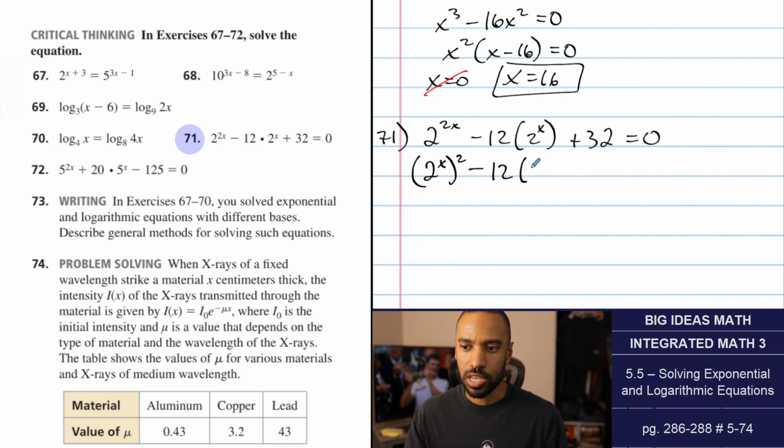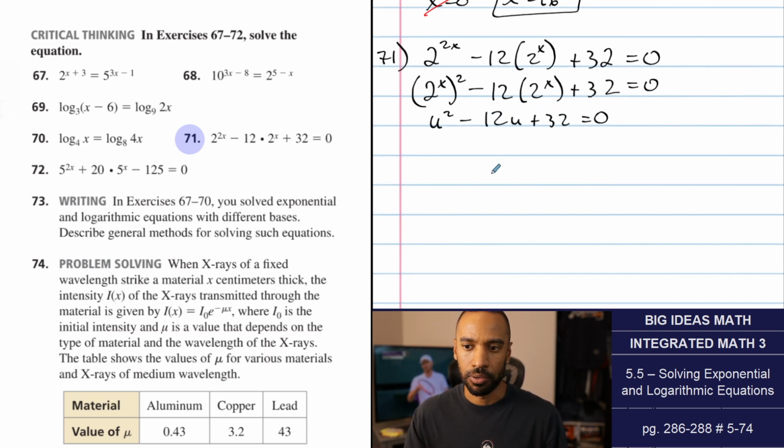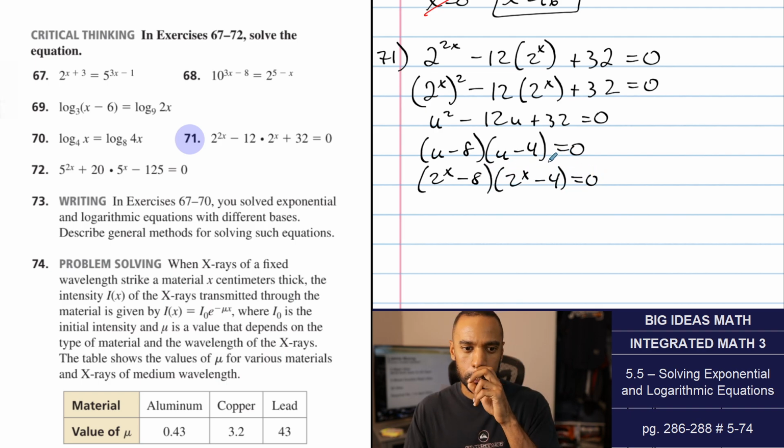The reason I bring this up is this is like that u substitution quadratic form business. This 2 to the x can be like a u. This is like u squared minus 12u plus 32 equals 0. So we can factor this out into u minus 8 times u minus 4, which means this is 2 to the x minus 8 times 2 to the x minus 4. So that's my u substitution version of that. First I looked at the problem, I'm like, what are you doing? Now I realize what this thing is.